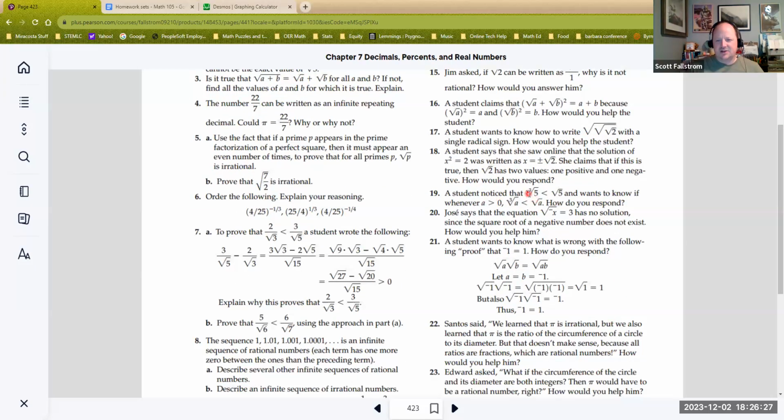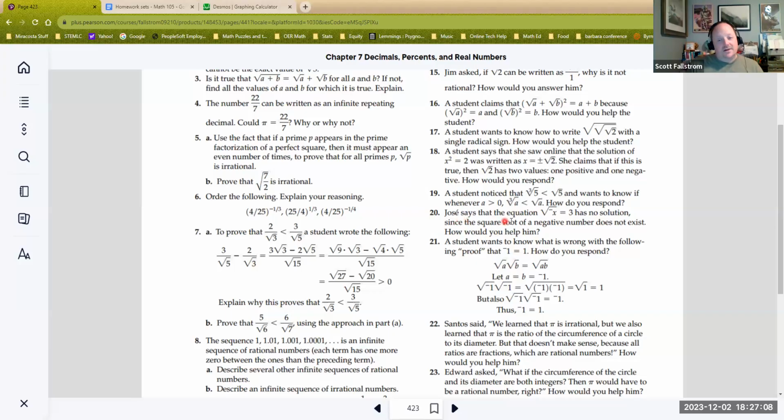19: a student noticed that the cube root of 5 is less than 5 and wanted to know that if a is greater than 0, the cube root of a is less than the square root of a. How do you respond? Well, we've seen that if I multiply a number by itself, it's sometimes bigger, or sometimes smaller. There was a relationship between that concept and the multiplicative identity element of 1. So maybe that nudges you in the right direction. Maybe there's a reason why it works this way for some numbers. Maybe it doesn't work this way for all numbers. Find a counterexample if you can.